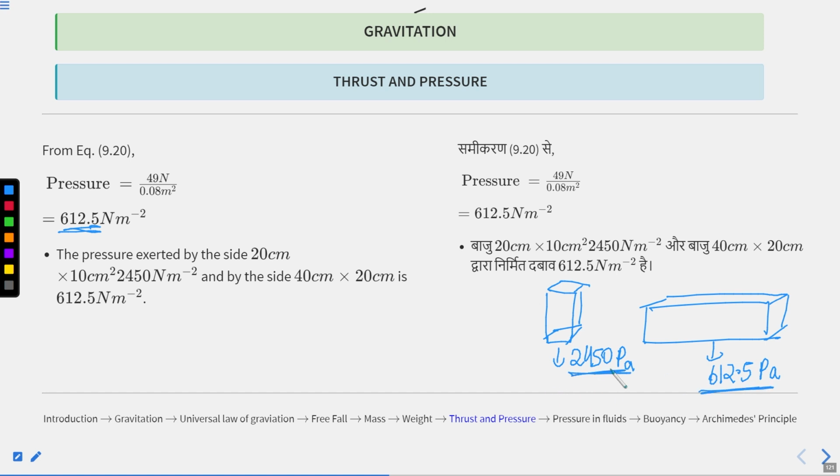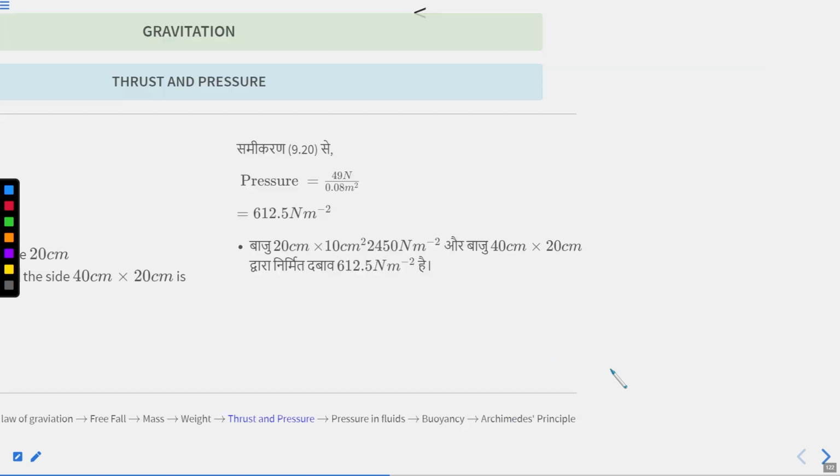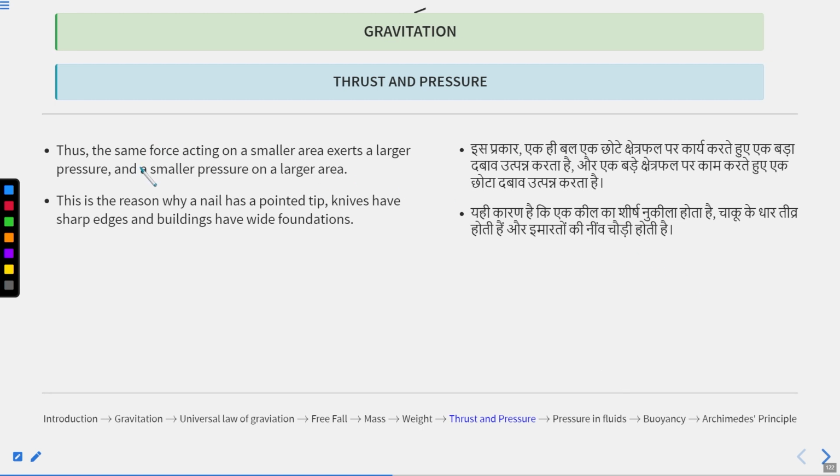So you can clearly see that when surface area decreases, pressure increases. Thus, the same force is acting on a smaller area and a larger area, but when area is small, pressure is high, and when area is large, pressure is small. This is the reason why we make the tip of the nail pointy. Why? Because it will have less surface area, and less surface area means high pressure.